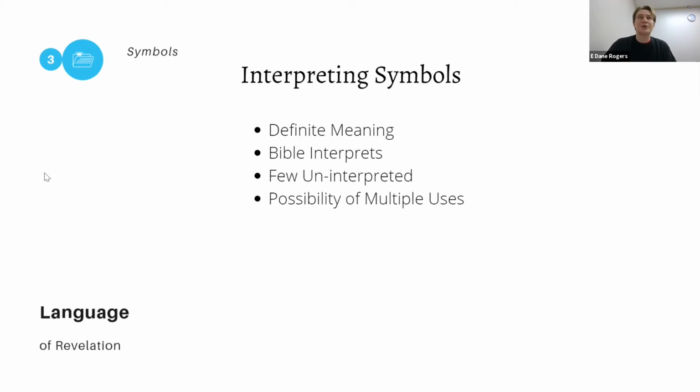Another thing about symbols is the Bible will endeavor to interpret them for us. So it's not the job of the interpreter to come up with some sort of an interpretation of the symbol, but to find where the scripture interprets it for us. There are a few symbols that are left uninterpreted, such as I already mentioned, 666. A couple guys that I listen to, all in the same theological tilt, will come up with different interpretations of that 666.